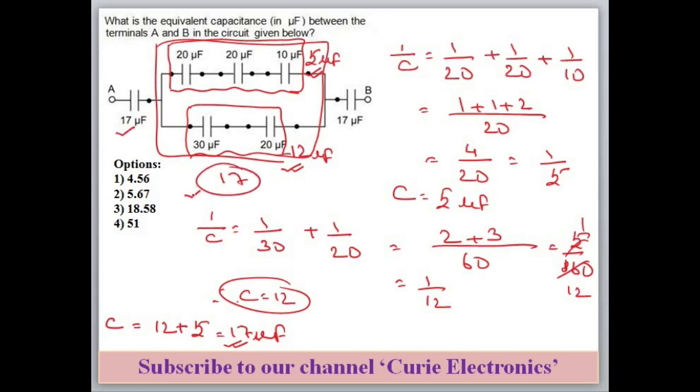Now this 17 and this 17 will be in series. So in series what will happen? 1 by C is equal to 1 by 17 plus 1 by 17 plus 1 by 17. You can solve it. Answer will come 5.67.